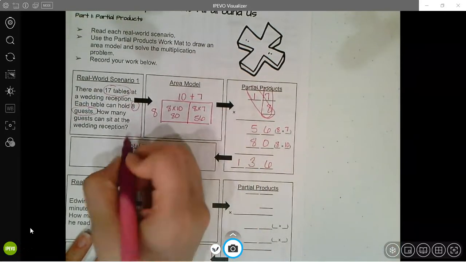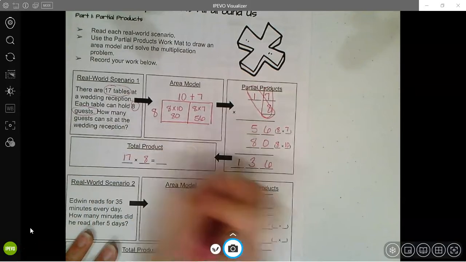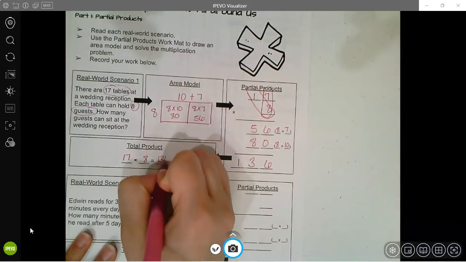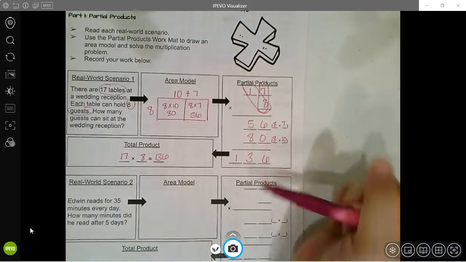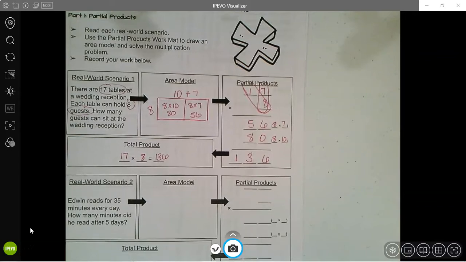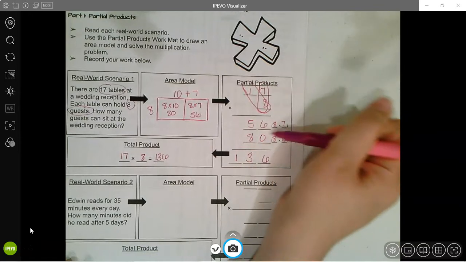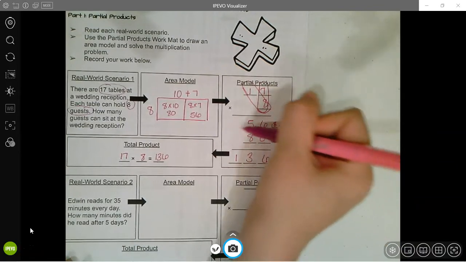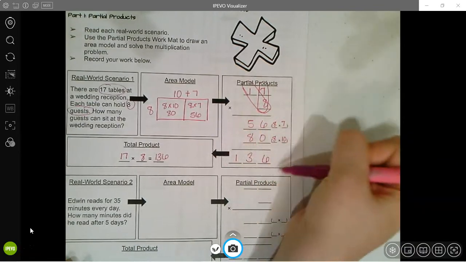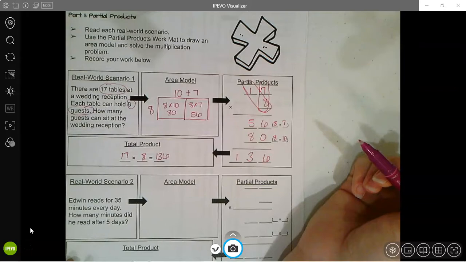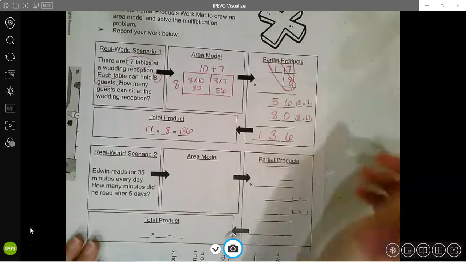So my total product is 17 times 8 equals 136. I know this looks like a lot of work and you're probably confused, guys, but what we're doing is breaking this apart. I'm multiplying the ones first, and then I'm multiplying the tens to get my answer. Okay, so let's try one more.